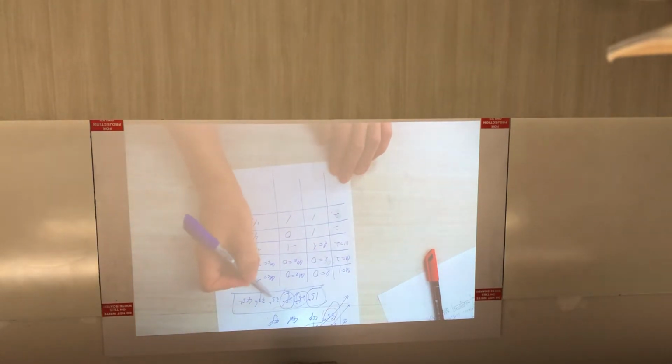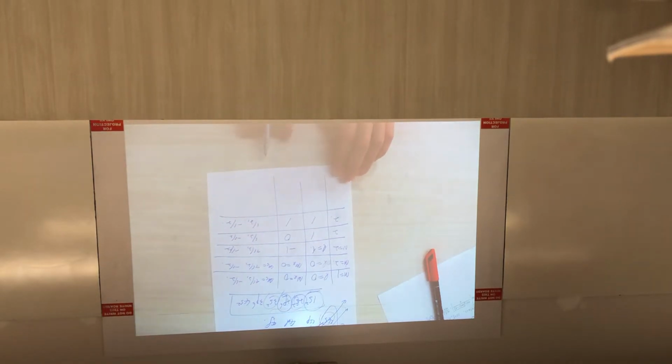Now let's move on to this 3s shell. Alright, so for the 3s shell, our principal quantum number is 3.